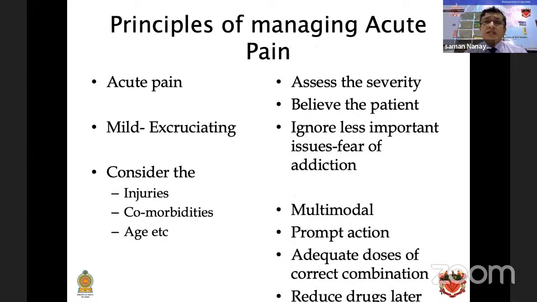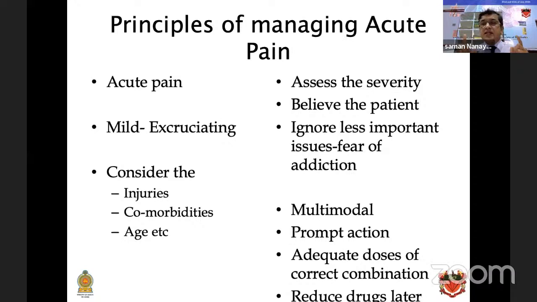So when it comes to principles of managing acute pain, it could be mild, moderate, severe or excruciating. Consider the injury, comorbidities, patient's age, the type of injury, etc. Assess the severity of pain quickly. Believe what the patient says. So don't say, oh, no, there can't be this much pain with this minor surgery or something like that. If it is painful to the patient, that is what you have to believe.